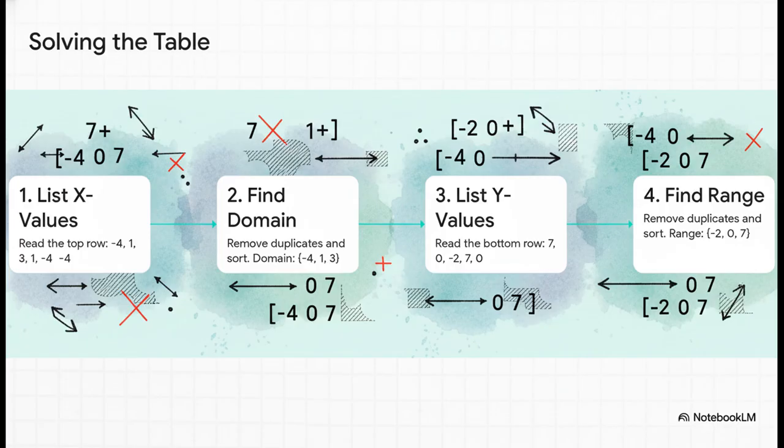First, list out all the x values you see. -4, 1, 3, 1, and -4. Then just get rid of the duplicates and put them in order. That leaves us with our domain, -4, 1, 3. Now we do the exact same thing for the y values to get the range. List them all, 7, 0, -2, 7, 0. Clean it up, remove those duplicates, and sort them. And we get -2, 0, 7. See? That no repeats rule always applies.